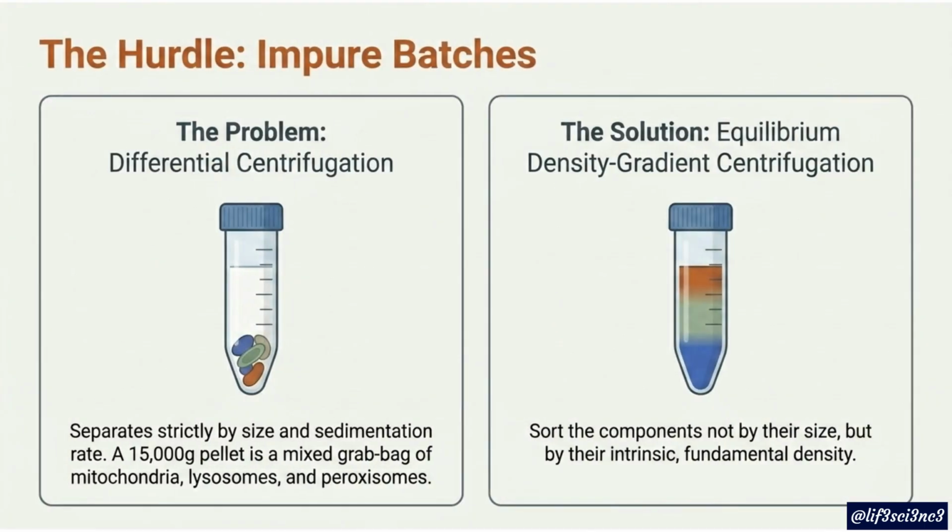The problem with differential centrifugation is that the batches are often impure. For example, a 15,000 G pellet is a mixed grab bag of organelles. The solution is equilibrium density gradient centrifugation, which sorts components by their intrinsic density, not just size.